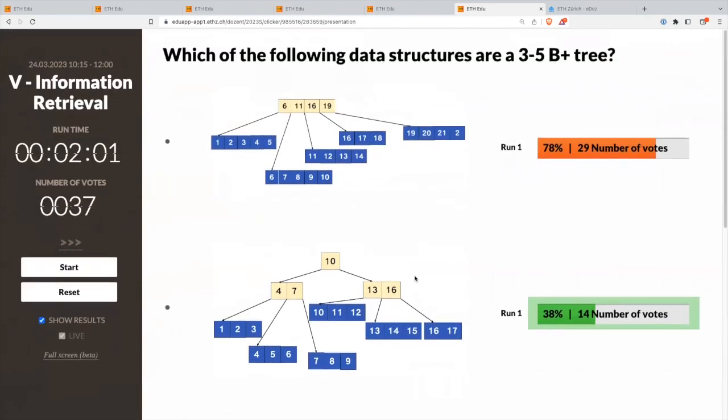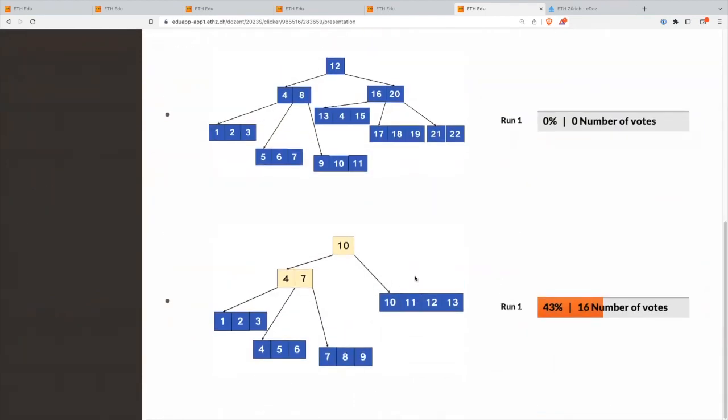So let's look in details. Let's start with the easy ones, maybe. So who can tell me why the first one right here on the top is not a 3-5 B plus tree? It's a B tree, exactly. Why is that a B tree?